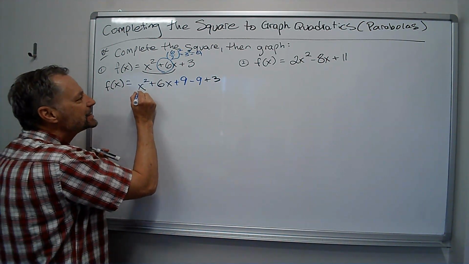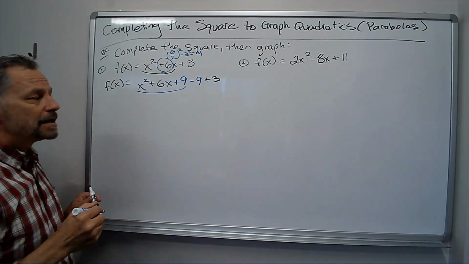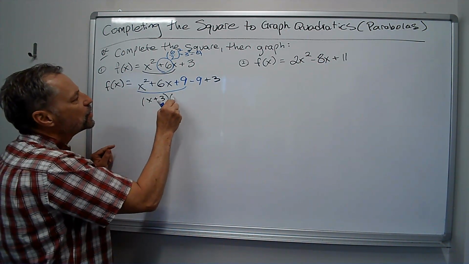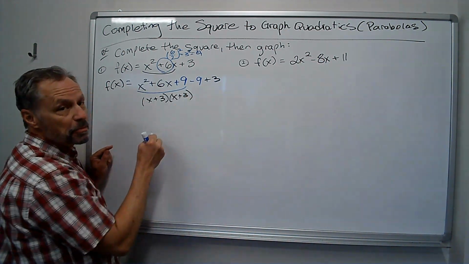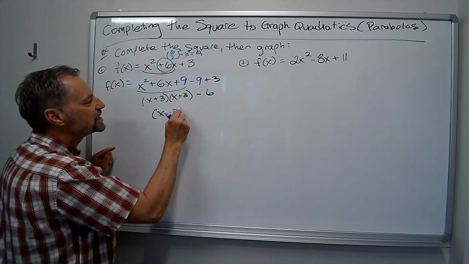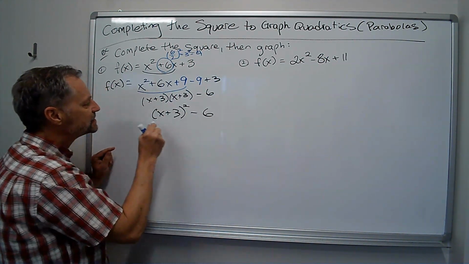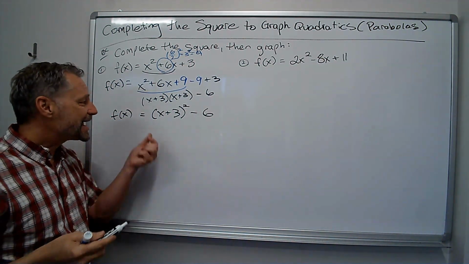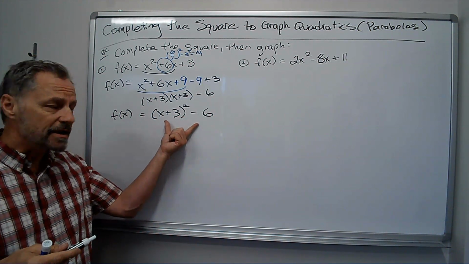But now I'm looking at this piece right here. And notice that factors into x plus 3, x plus 3. We set it up that way so it'd be a perfect square. This side's going to be minus 6. But that's x plus 3 squared minus 6. And that's what I have. So I've completed the square here.